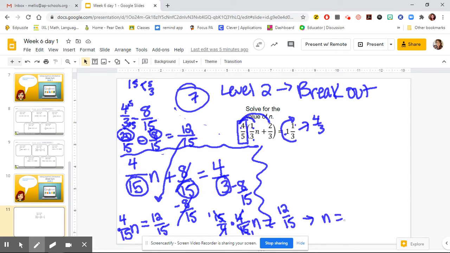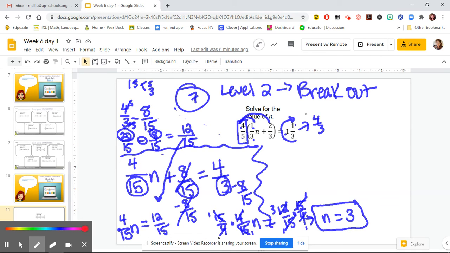So n equals, and now I'm going to multiply this 12/15 by 15 over 4, because that's the reciprocal. And simplify. 15 divided by 15 cancels out to 1. And then 12 divided by 4 is 3. So it's 3 over 1. So my answer is just 3. Okay, that was the hard way to solve it.